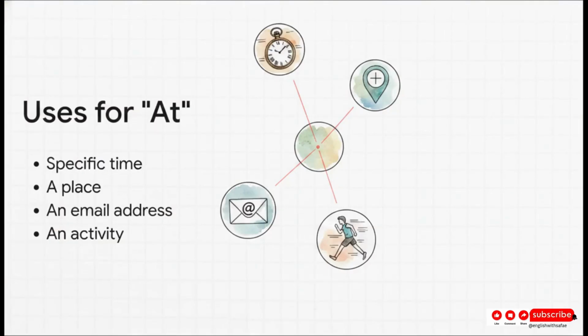All right, Section 3, Mastering at, Specifics and Activities. So at is the tool we grab when we want to be highly specific. Here are its 4 main use cases. We use it to point out a specific time, a specific place, an email address, or an activity. Whenever you think of at, I want you to literally picture a laser pointer targeting one exact spot.